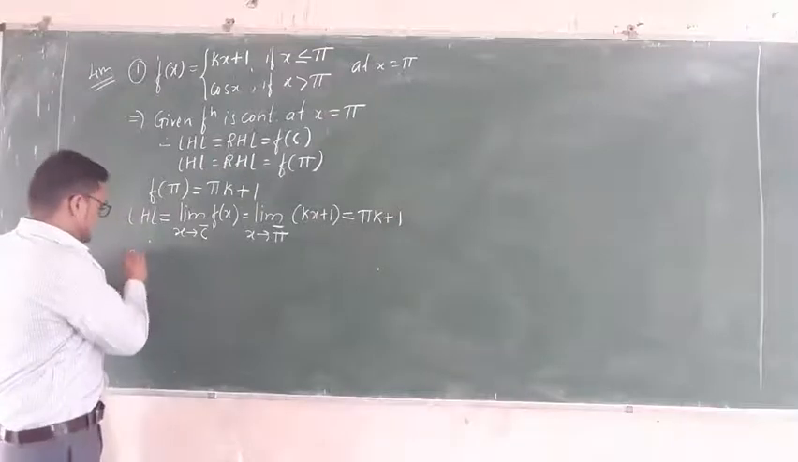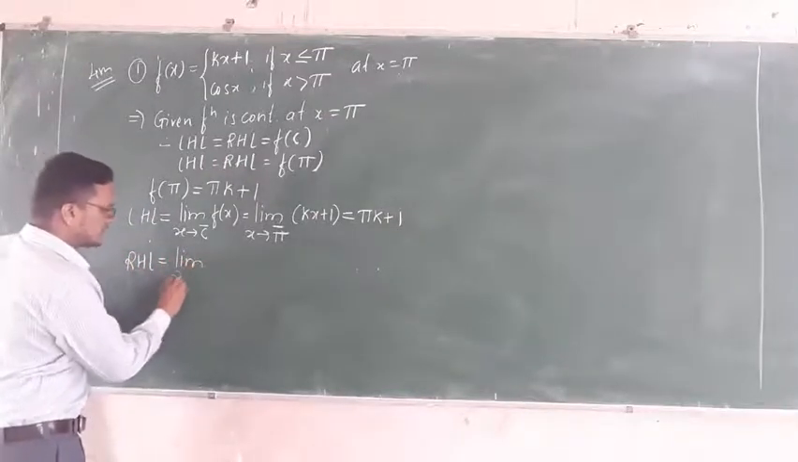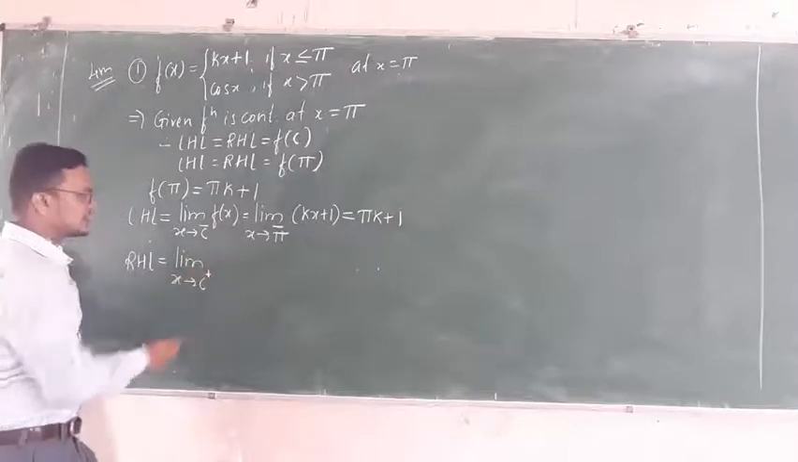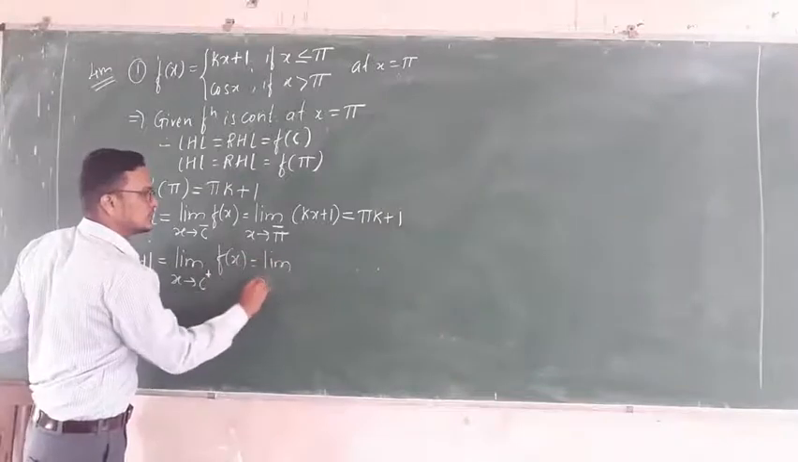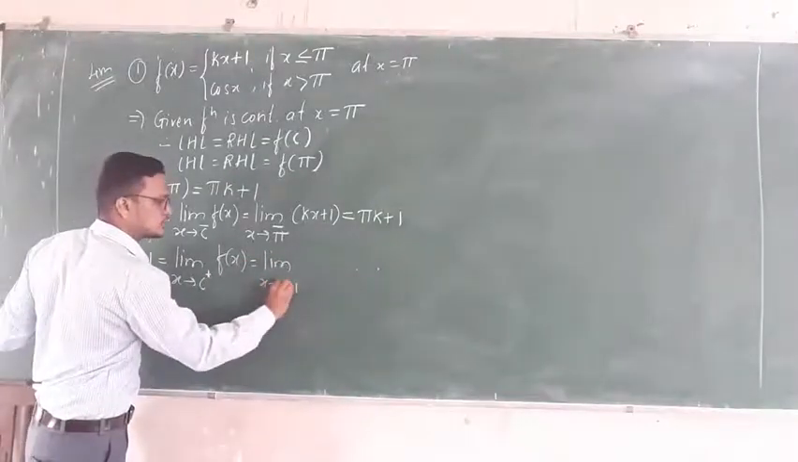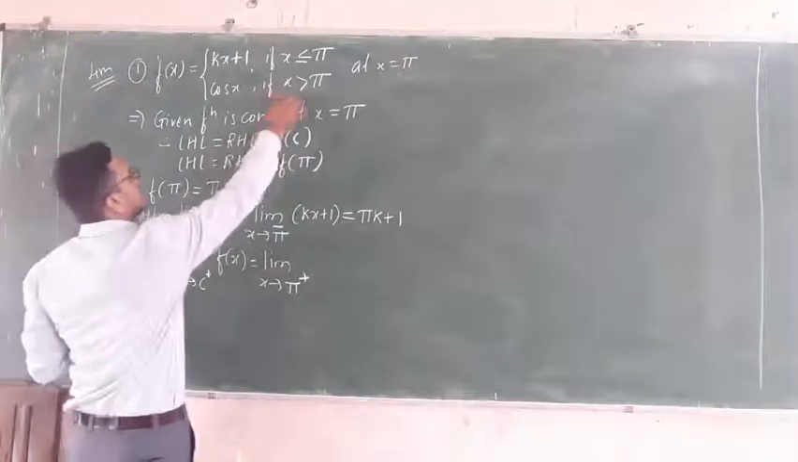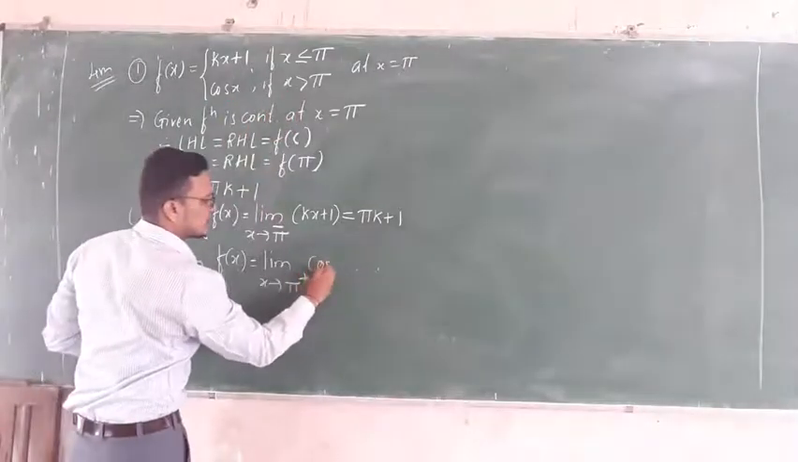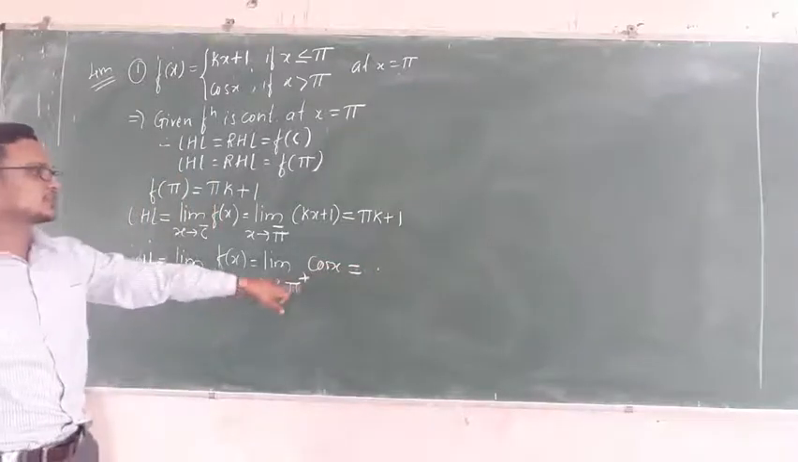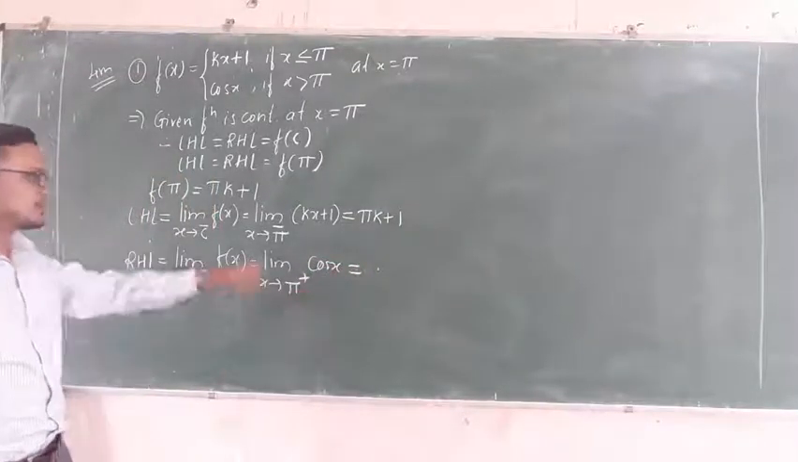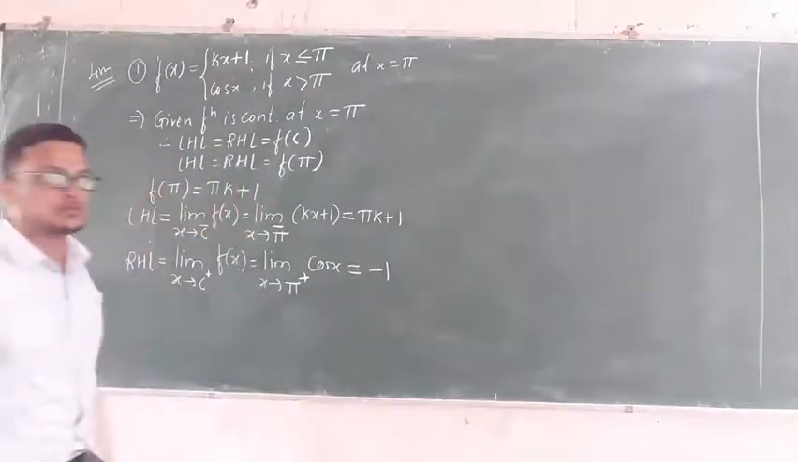Okay. Next we will find RHL, that is limit x tends to c plus f of x, which is equal to limit x tends to pi plus. RHL means greater than. For greater than pi, the function is cos x, which is equal to, now substitute the limit as x tends to pi. If you substitute pi, you get cos pi, and cos pi value is minus 1.